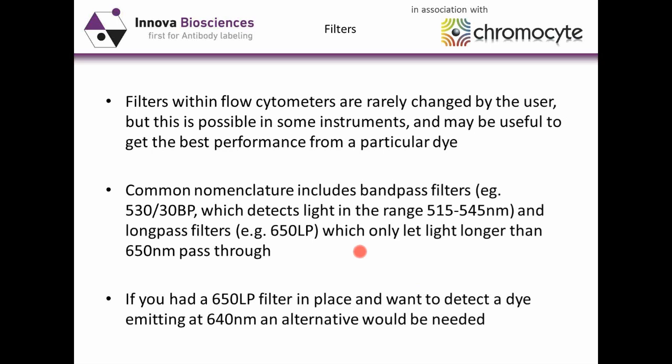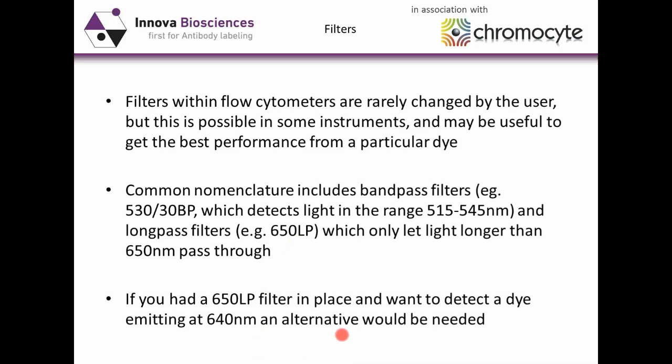I just thought I'd mention a couple of bits of common nomenclature, one of which is the so-called bandpass filter, which in this example, a 530/30 BP filter is a filter which detects light in the range of 515 to 545 nanometers, so plus or minus 15 nanometers. There are also long pass filters which only let light through that is longer than a certain wavelength. So a 650 LP filter will only let light above 650 nanometers through.